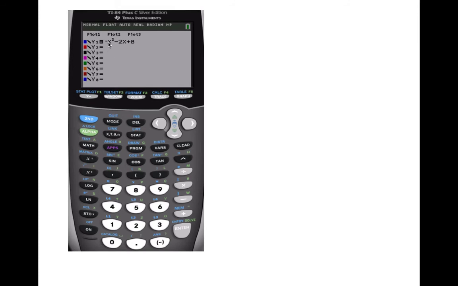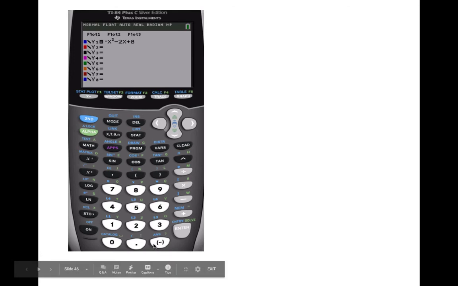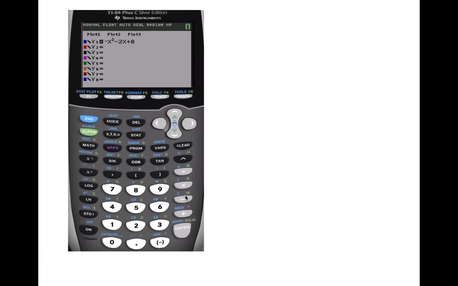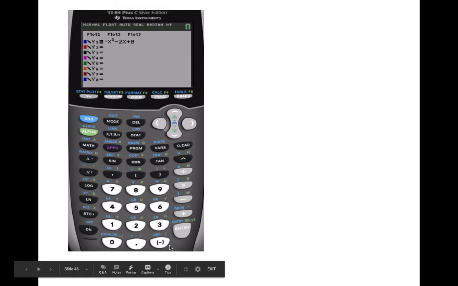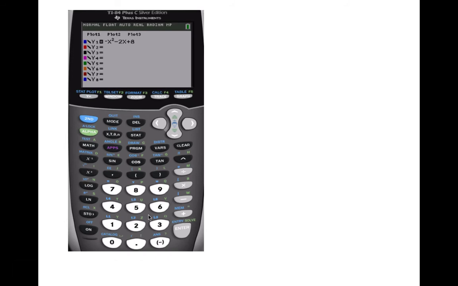There is a difference between the negative button, which is down here, and the minus button, which is right here. So if the first number is negative, you hit this button. Your x is right here. So you type negative x, and then squared is over here. Then minus 2x again, and then plus 8.